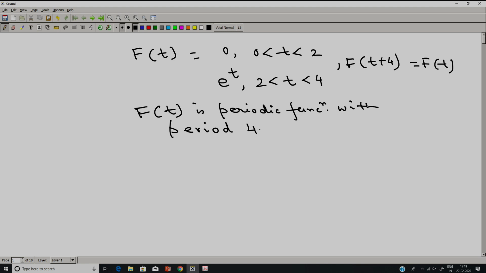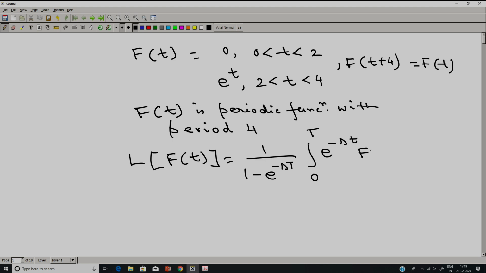So, we know that if a function f(t) has period T, the Laplace transform of f(t) is 1 by 1 minus e power minus sT, into the integral from 0 to T of e power minus st into f(t) dt. We have already discussed how this formula comes. For this case T equals 4, so the Laplace transform of the given function will become something like this. I hope you have noted this.